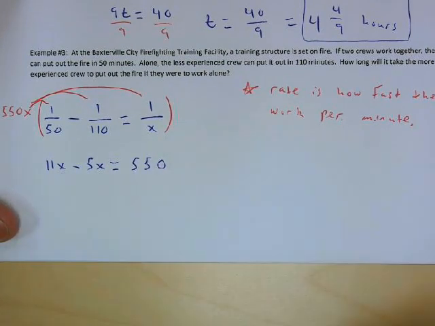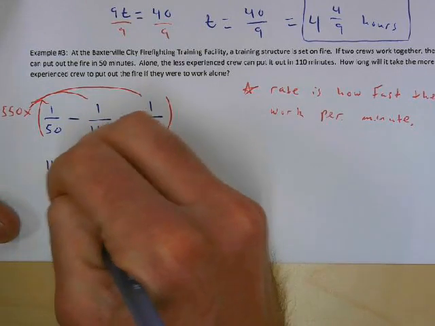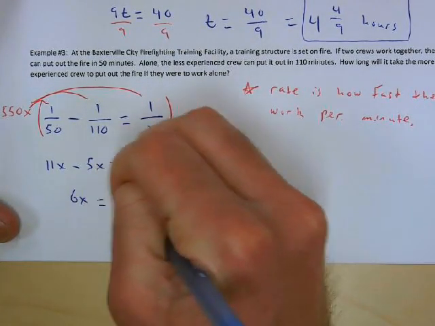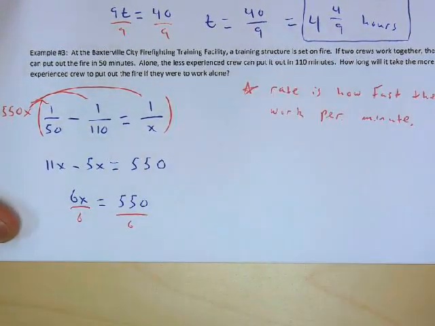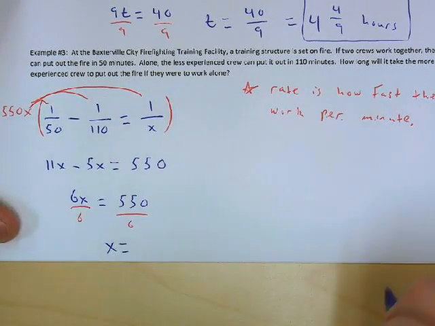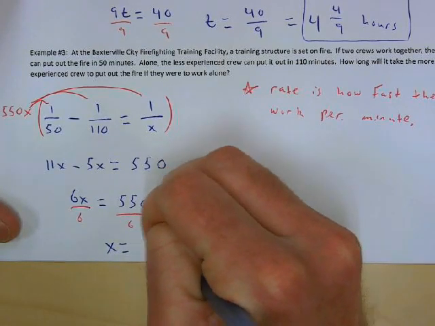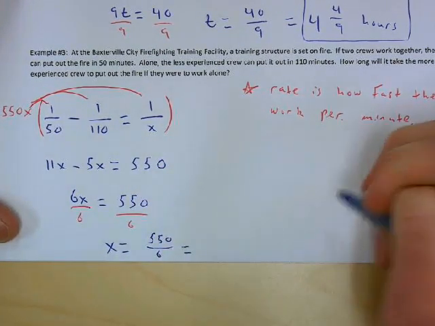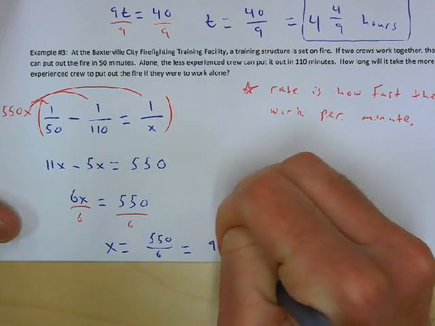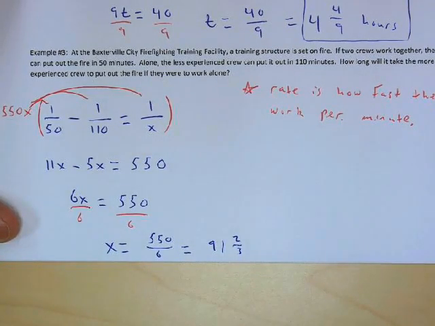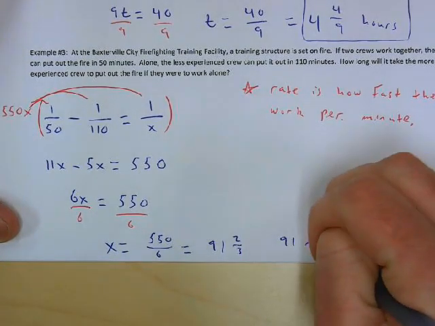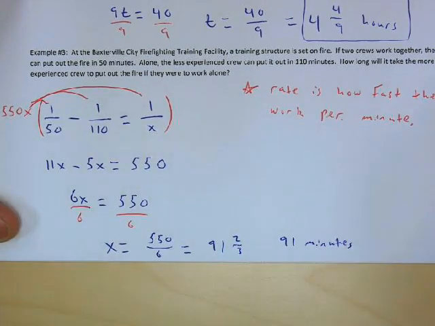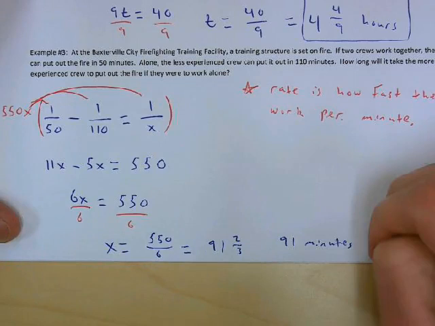All right, let's start by combining like terms. 11x minus 5x, we get 6x equals 550. Then divide by 6, and we get x equals 550 over 6, which when we reduce that, we get about 91 2/3. In other words, that's 91 minutes, and 2/3 of a minute would be 40 seconds. So 91 minutes and 40 seconds.